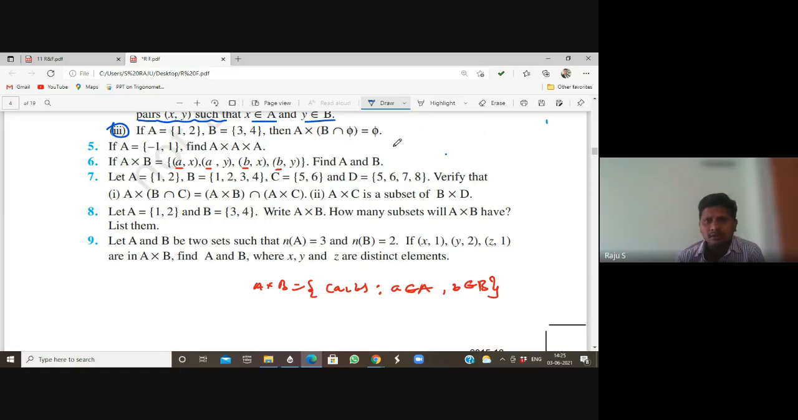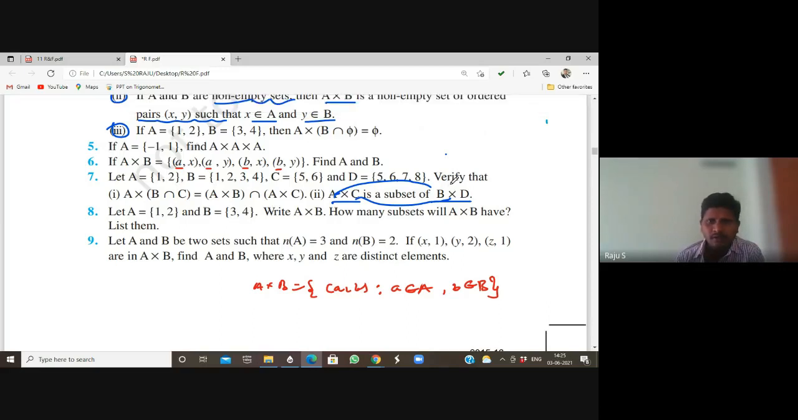Yeah, but in OBT-wise we can say directly that it is a subset. But in NCERT, you should write the steps. That's it. Okay. Yes, it is a subset. Very good. All of you find A cross C and B cross D and check it.